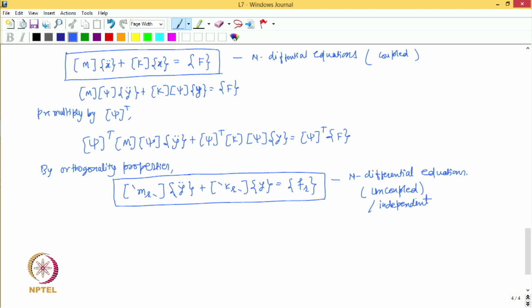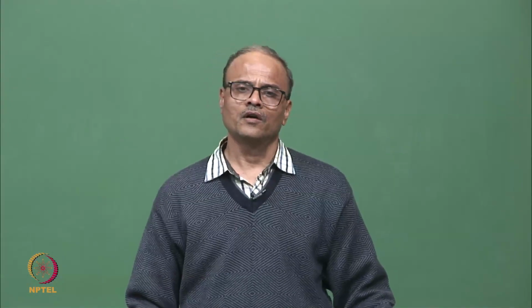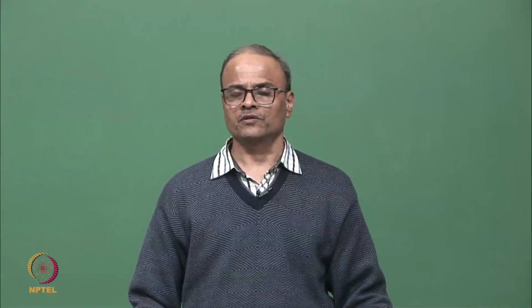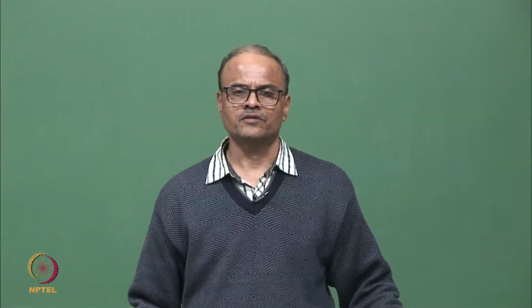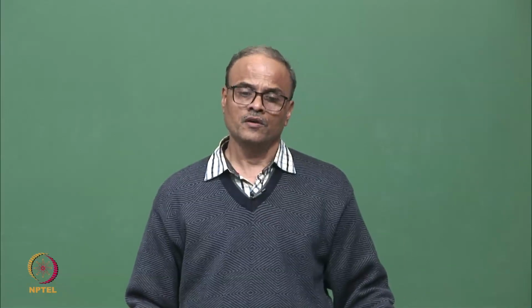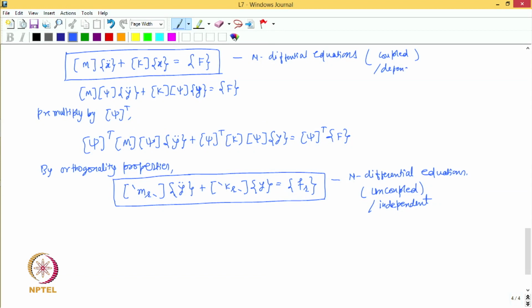They are uncoupled because the coefficient matrices MR and KR are diagonal matrices, and hence the equations we got are uncoupled. So, each equation can be solved independently, but the original equations cannot be solved independently, they need to be solved simultaneously, right. So, they are coupled or dependent equations. That is the important advantage gained by modal transformation, that the equations of motion get decoupled, and each equation can be solved independently.